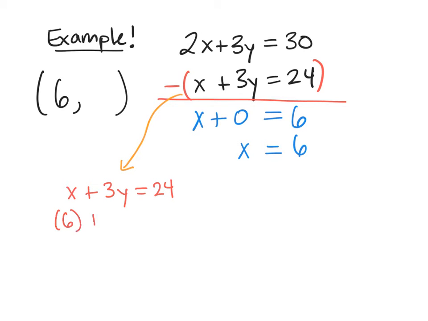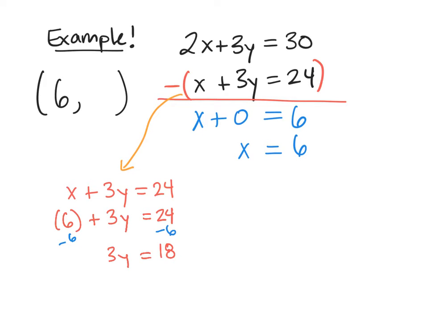So 6 plus 3y equals 24, and you know how I like to put stuff in parentheses when I plug it in, just to kind of remind myself that that's what I plugged in. So y'all, what do we need to do to solve for the y? We want to get the y by itself, so I am going to subtract that 6 from both sides. So then I have 3y is equal to 24 minus 6 is 18.